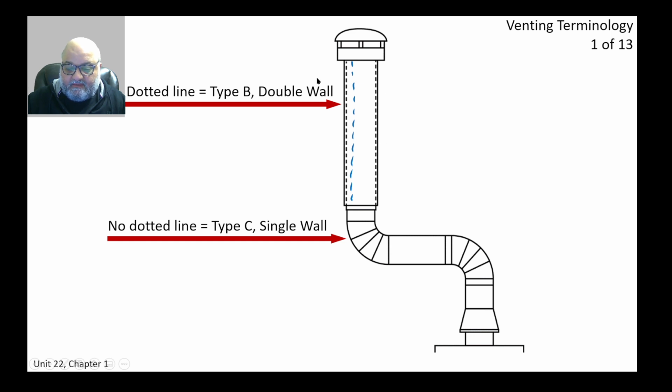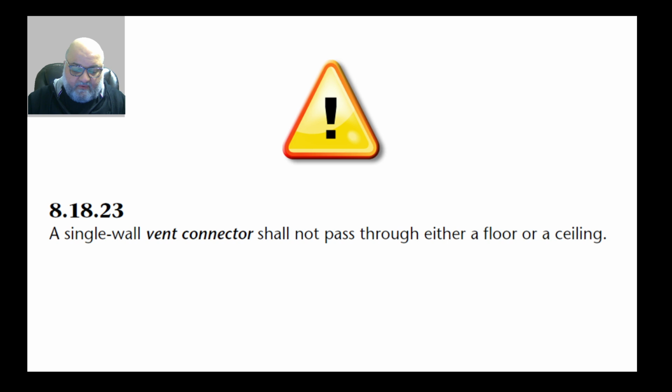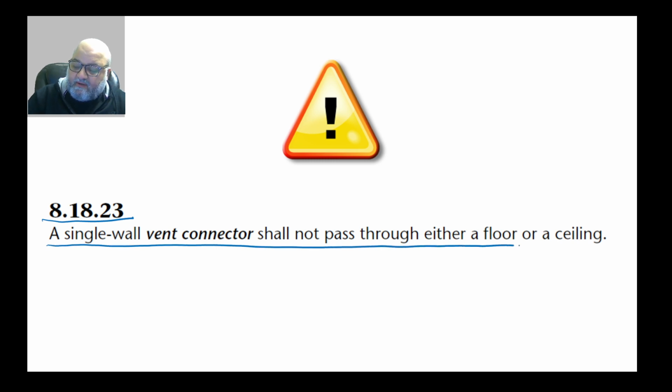However, the main vent, or the common vent, must be type B, or a chimney as we discussed, which is type A, by the way. Chimneys are type A, but they cannot be type C. And the reason for that is the code book in 8.18.23 states that a single wall vent connector shall not pass through either a floor or a ceiling. Okay, so this is directly from B149.1. And if a venting material is not allowed to pass through a floor or a ceiling, how is it going to end up in the atmosphere? It's not possible to use this material as a main vent for this reason.